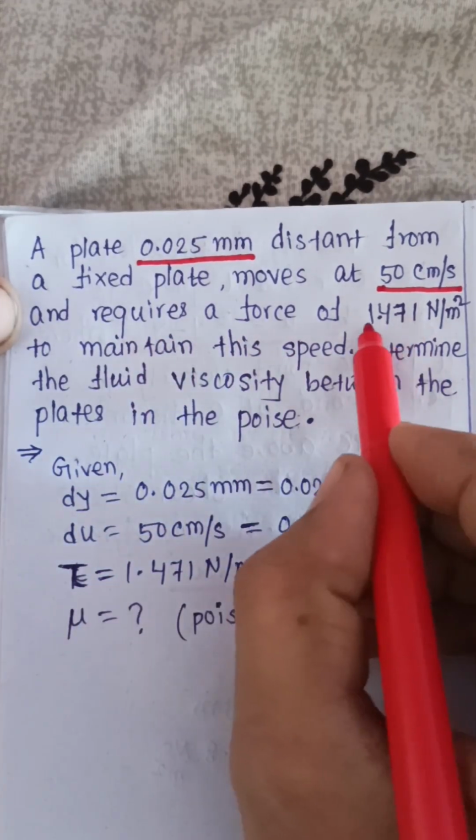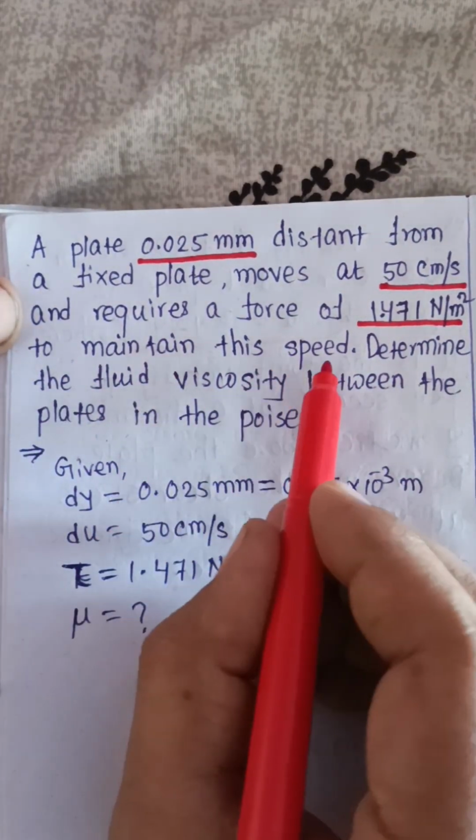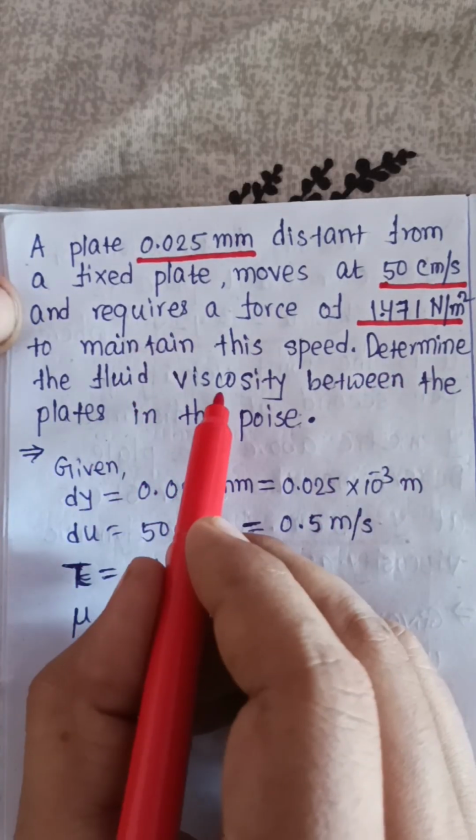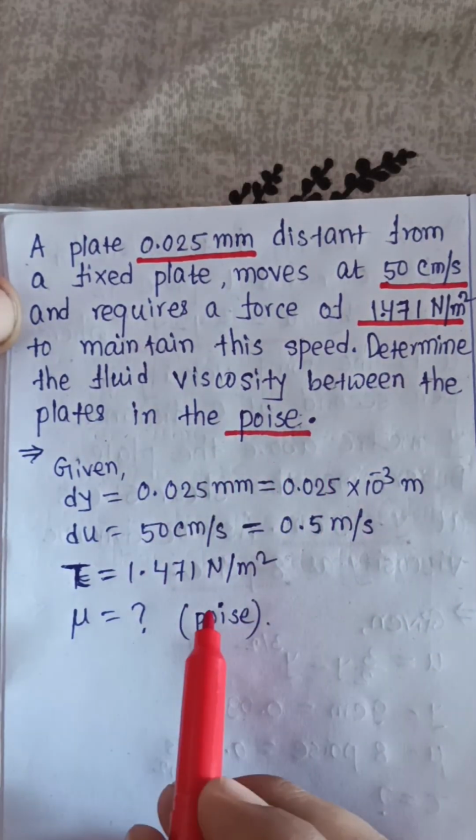A plate 0.025 mm distance from a fixed plate moves at 50 centimeter per second and requires a force of 1.471 Newton per meter square to maintain this speed. Determine the fluid viscosity between the plates in poise. You have to find out the viscosity in poise.